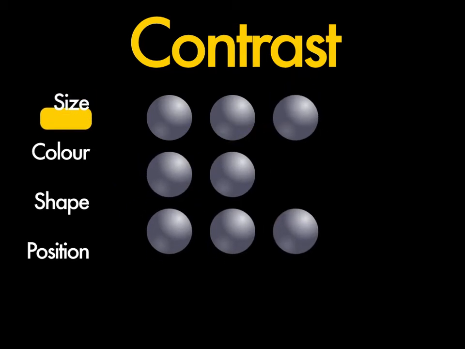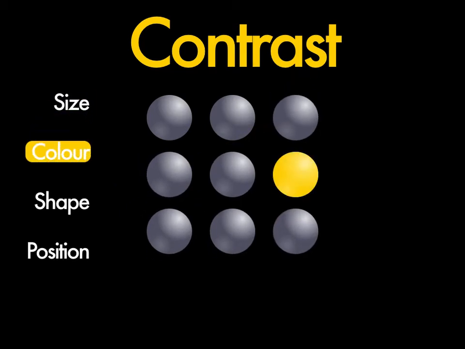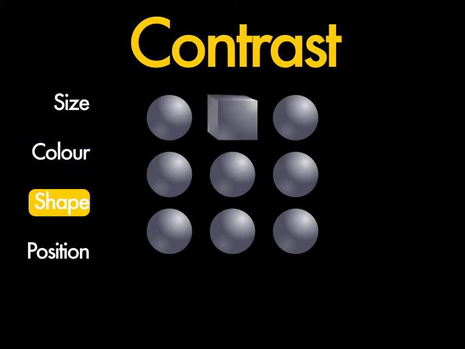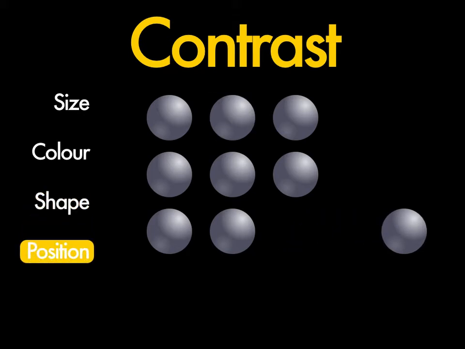You can also contrast color. So your eye is drawn to something which is a different color. And our eye is also drawn to something that is bright, like a yellow or a red or an orange. You can contrast shape. So if it's a different shape, our eye will be drawn to that shape. And we can contrast position. So if something looks like it's out of place, our eye gets drawn to that.